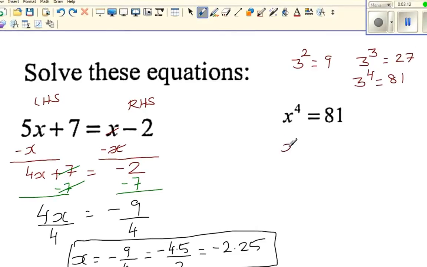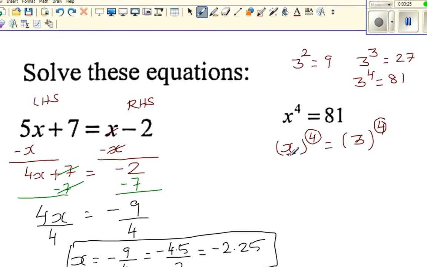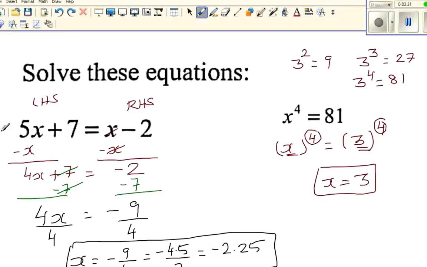So I can say x to the power 4 is the same as 3 to the power 4. So now you can compare, because this and this can be compared from the left hand side and right hand side. So you can say x is equal to 3, just like that. Okay, next question.